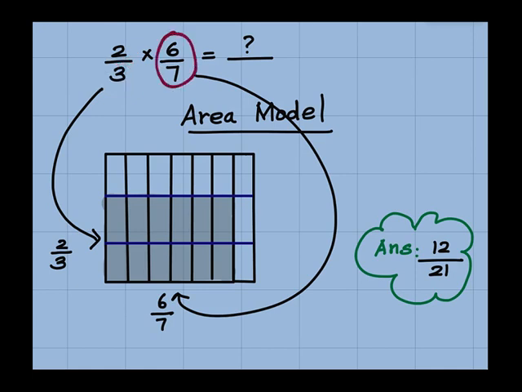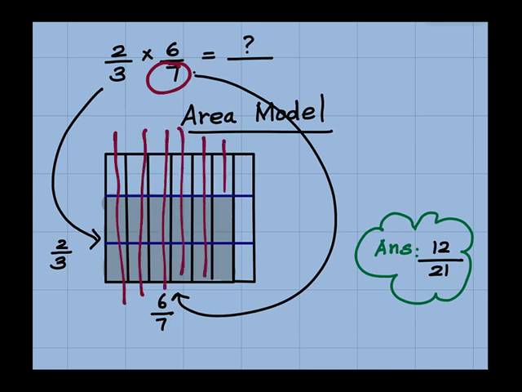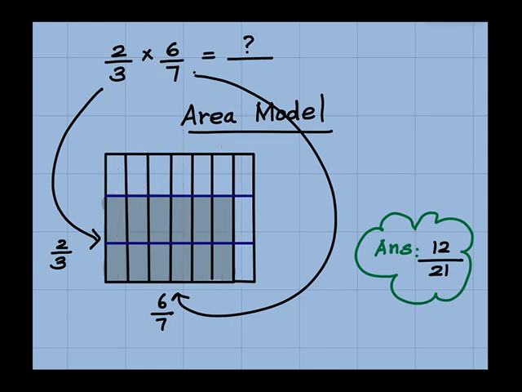Let's see the next fraction, 6/7. The total number of columns, if you see, there should be 7 columns in it. So this is 1 column, 2, 3, 4, 5, 6, 7. There are 7 columns and 6 of the columns are shaded. So 1, 2, 3, 4, 5, 6. 6 columns are shaded.